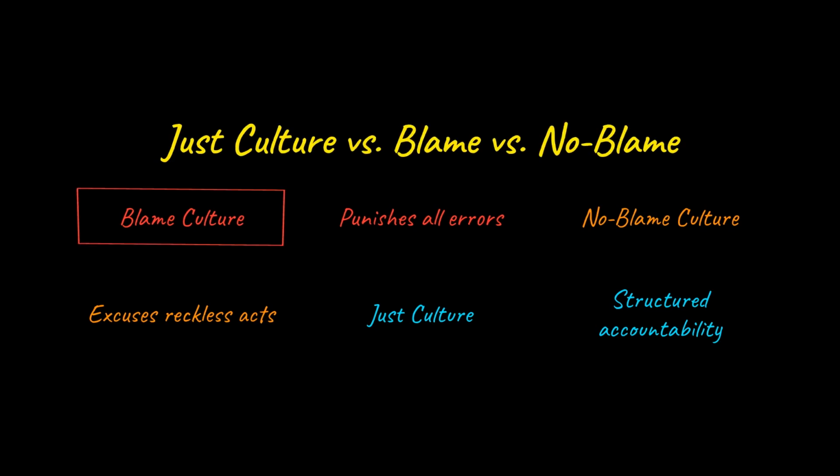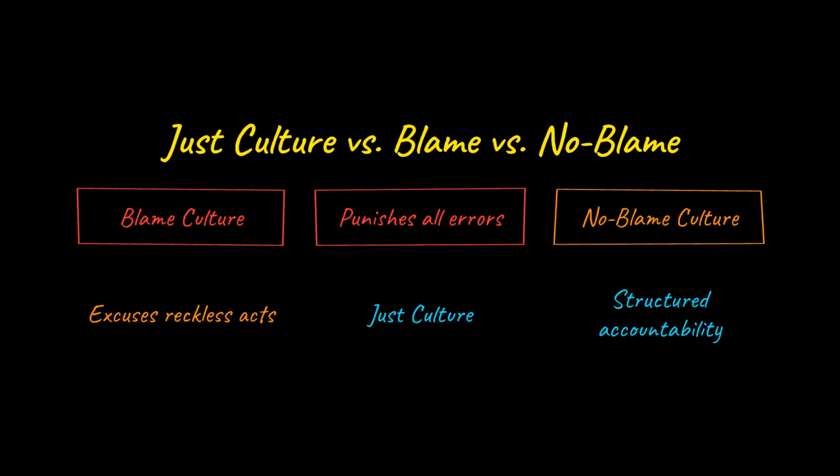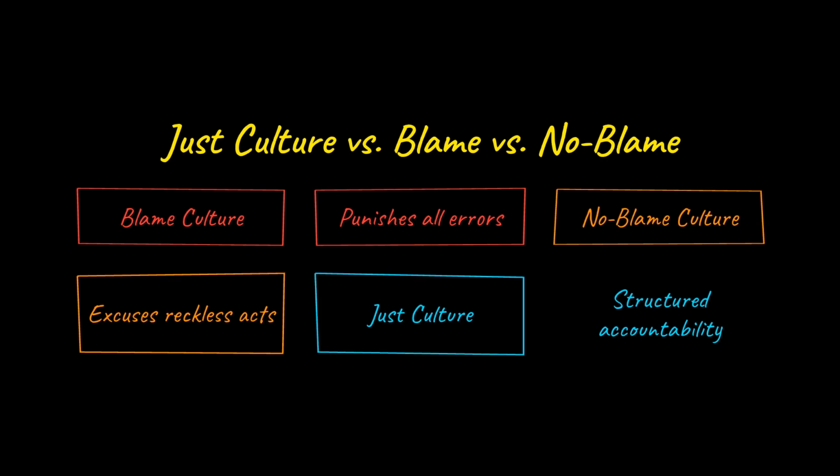Just culture sits between two extremes. Blame culture punishes every error, suppressing reporting and hiding system failures. No blame culture excuses everything, including reckless behavior, removing accountability entirely. Just culture holds individuals accountable for choices, while holding the institution accountable for its systems.